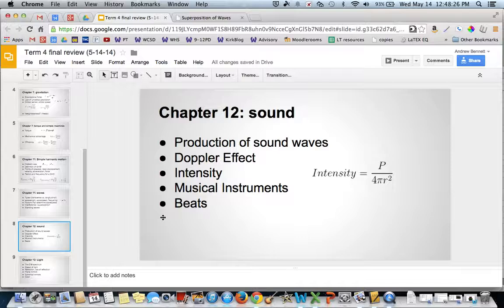Musical instruments kind of ties back to standing waves. We had string instruments, open pipe instruments, and closed pipe instruments. We had some equations that went with each of those. Beats, that happened when we had two sounds that were played together that were very, very close in frequency, and we hear that oscillation in loudness, that wah, wah, wah, wah, wah. So knowing about the beat frequency would be important for that.